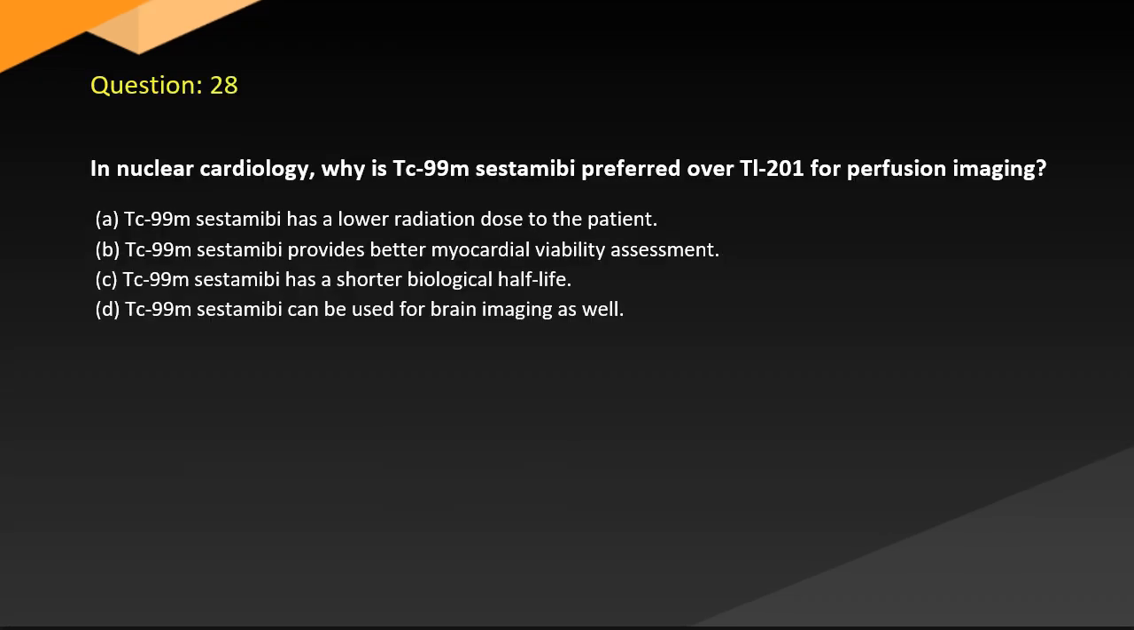Question 28. In nuclear cardiology, why is Tc-99m sestamibi preferred over Tl-201 for perfusion imaging? A. Tc-99m sestamibi has a lower radiation dose to the patient. B. Tc-99m sestamibi provides better myocardial viability assessment. C. Tc-99m sestamibi has a shorter biological half-life. D. Tc-99m sestamibi can be used for brain imaging as well.